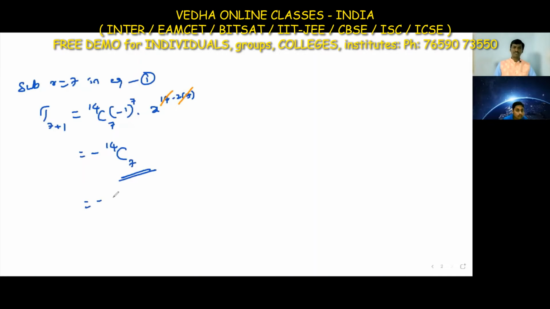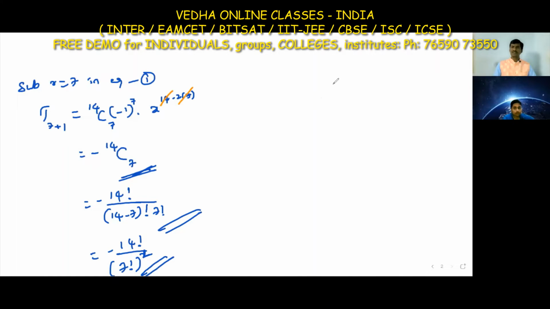Or otherwise, you can simplify: 14 factorial divided by (14 minus 7) factorial into 7 factorial. We get a somewhat bigger value, so you can keep it till here. This is the final answer. Or I'll write one step more, 7 factorial whole square. This is the required solution.